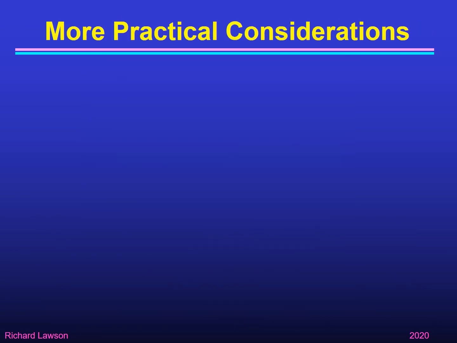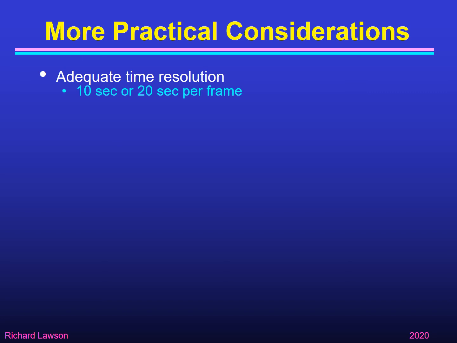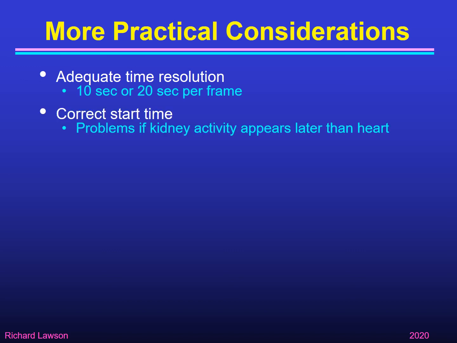More practical considerations to think about. We need adequate time resolution. A renogram acquired at 10 or 20 seconds a frame is okay. If you go any longer, 30 seconds a frame probably is too long for deconvolution, but that's probably acceptable. All renograms can be easily acquired at 20 seconds a frame. You need the correct start time.